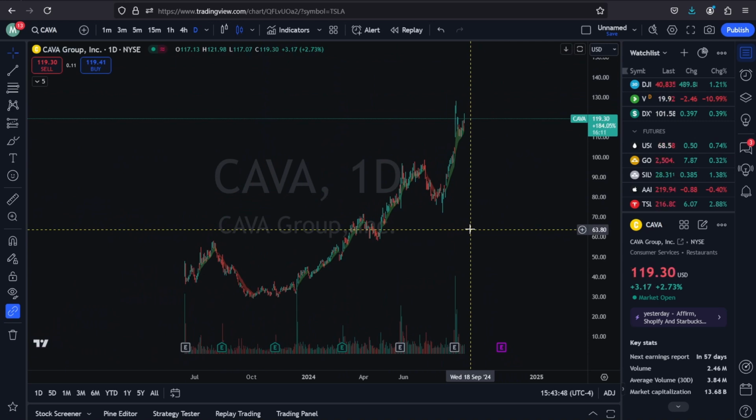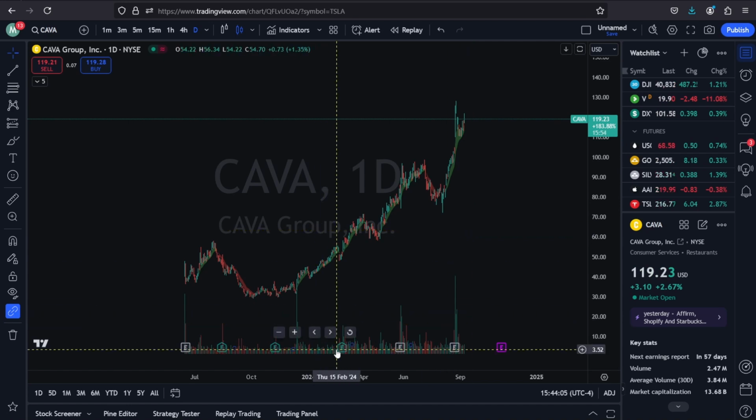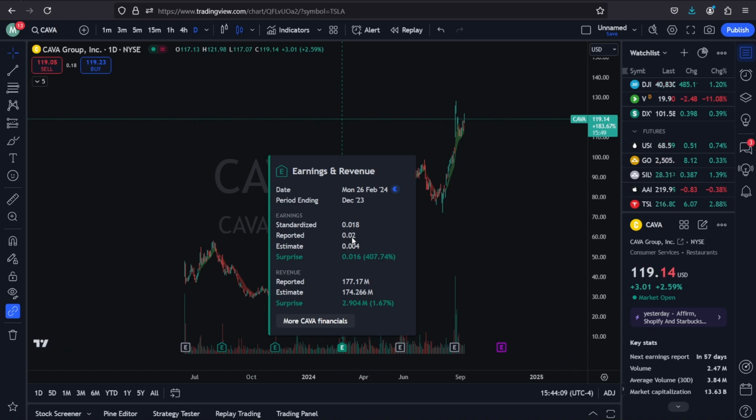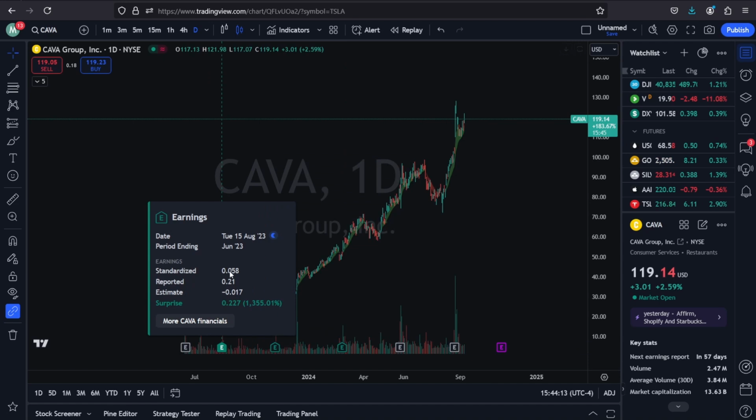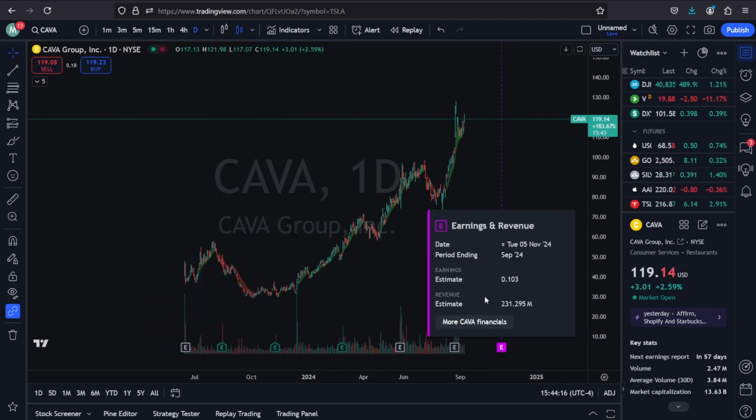If we take a look at Kava's PE ratio moving forward, Kava is sitting at a 700 PE ratio right now. 700 forward PE ratio. That means that over the next year, they're still going to be trading at 700 times what they should be worth. And the reason being is because Kava is trading at 119 a share. They're reporting about 2 cents earnings per quarter. 6 cents, 2 cents, 21 cents. Next quarter expected to be 10 cents.